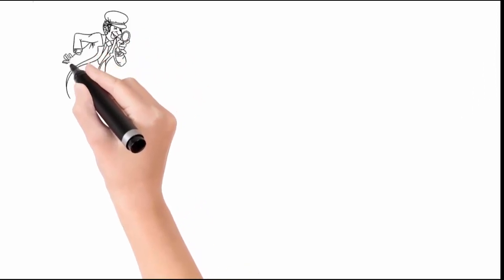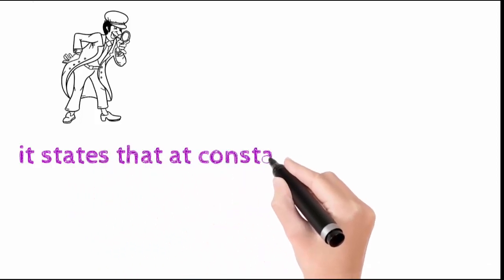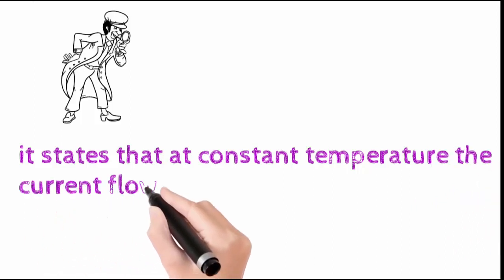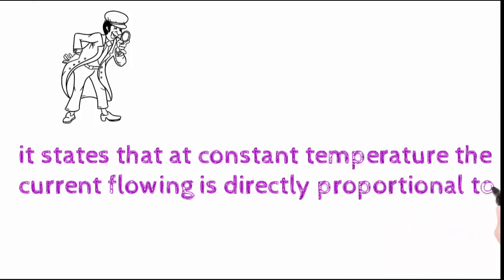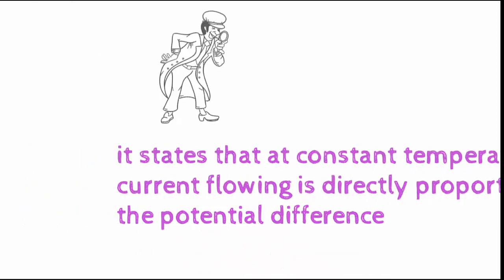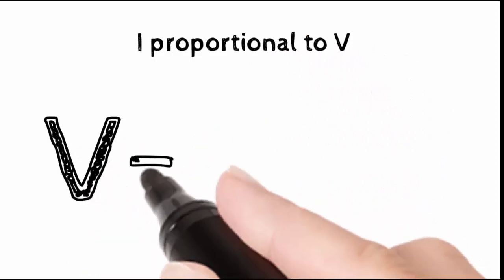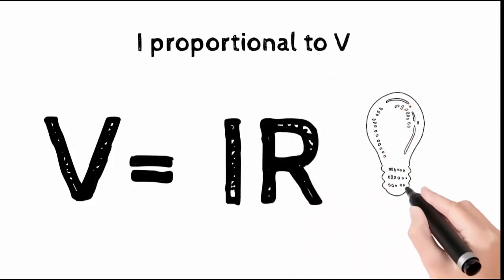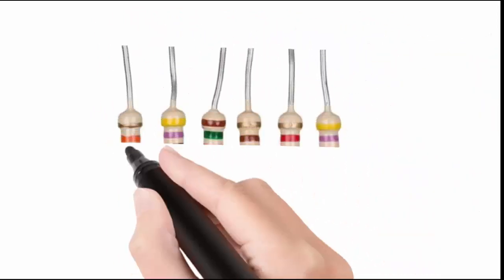Now let us go to the definition of Ohm's law. Ohm's law states that at constant temperature, the current flowing in a circuit is directly proportional to the potential difference, that is the voltage. As it is stated, I is proportional to V, so V equals I into R. The proportionality is removed by a constant, which is the resistance of that given material of given length and area. So this is how a resistor will look like.